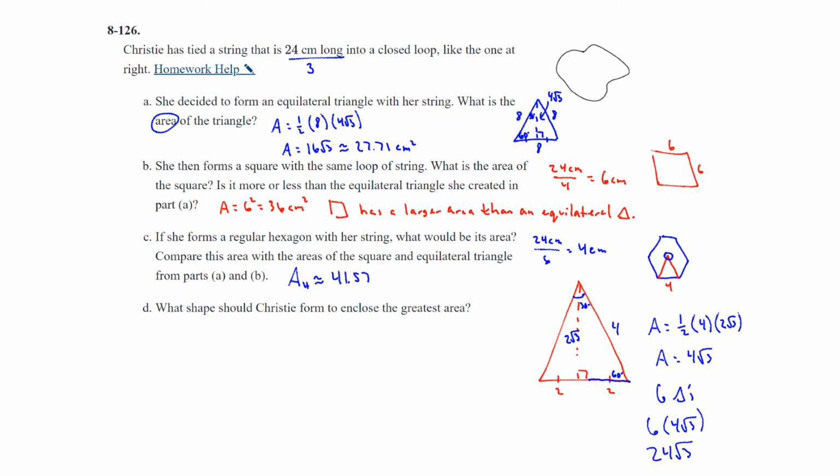41.57, and then once again, this is in centimeters squared. And so once again, comparing that to the other two, it's gotten even larger. So the regular hexagon has even more area.